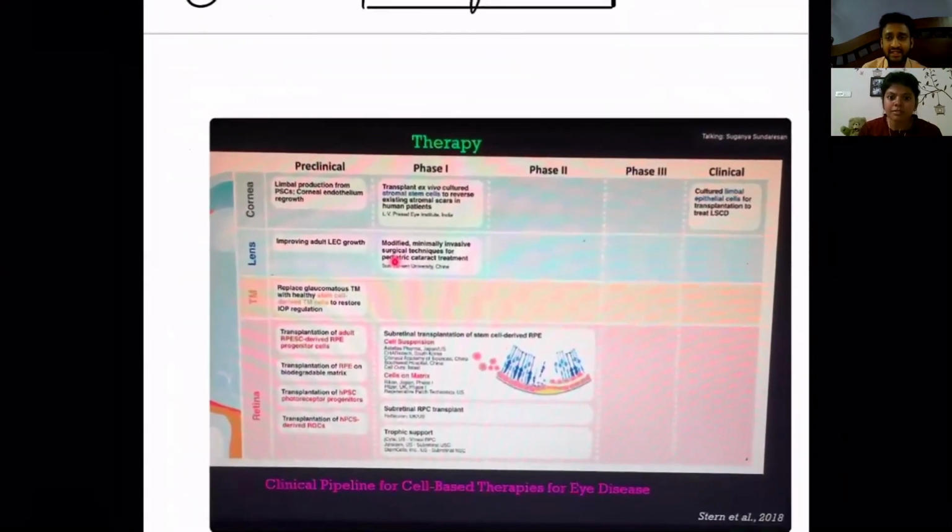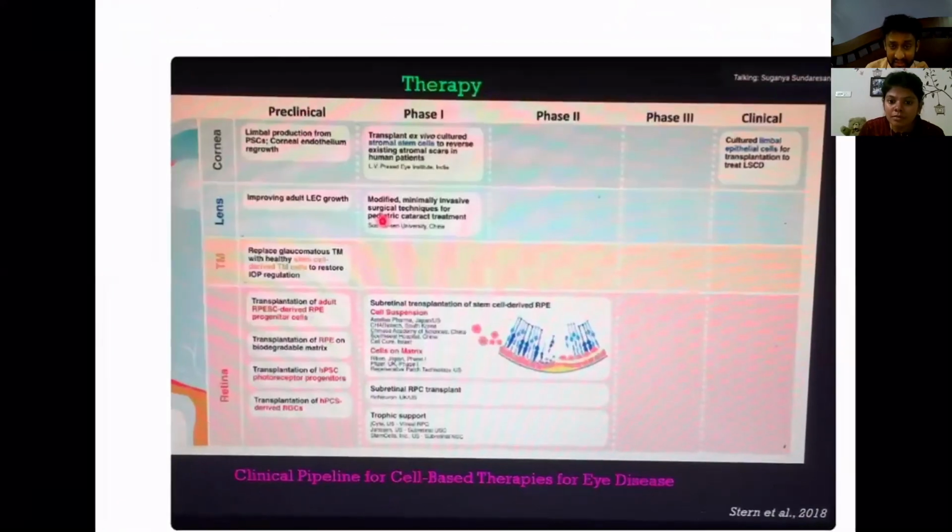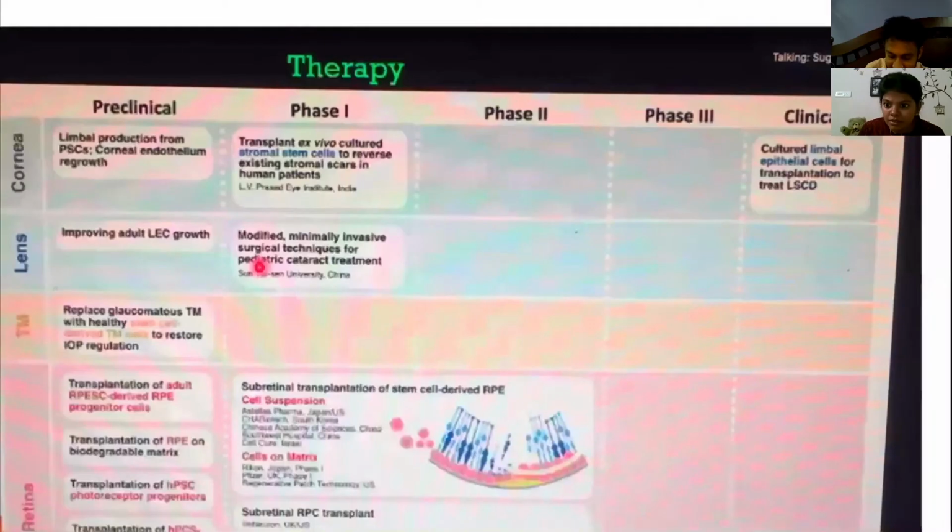To re-emphasize the last slide that Yogapriya was using, if you can just focus on this slide, you can see there are multiple areas: cornea, lens, trabecular meshwork, retina. Most of them are in preclinical or in phase 1. They are yet to be used on the clinical side. So probably the only area which is clinically used is going to be the limbal stem cell deficiency.